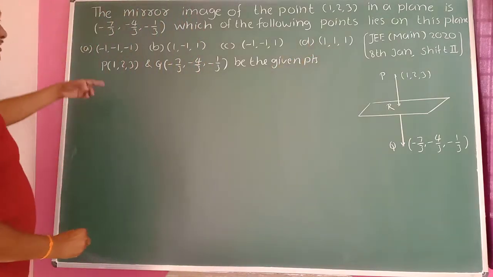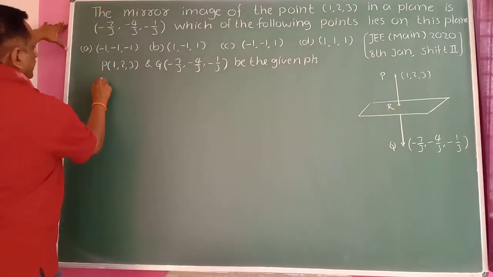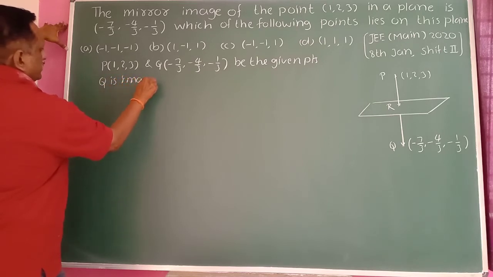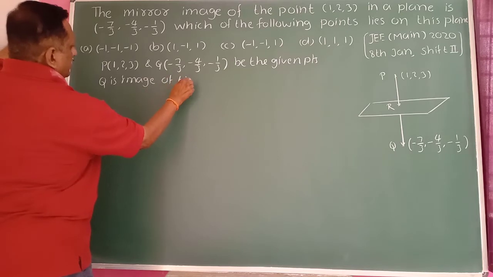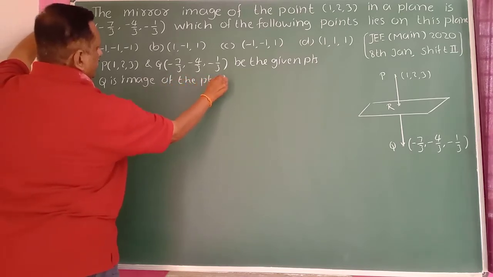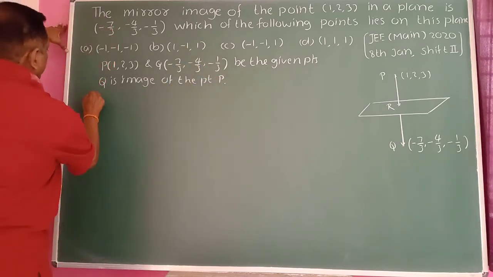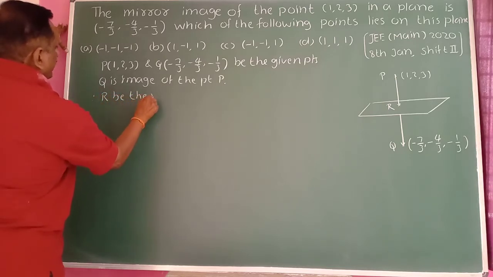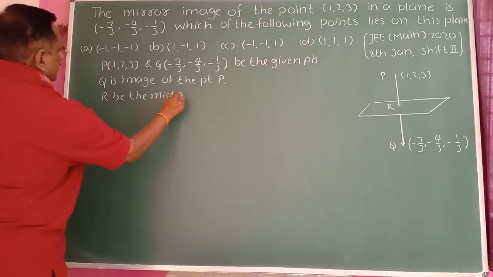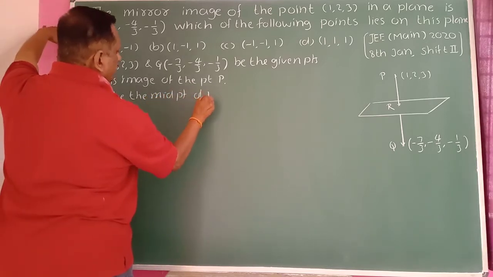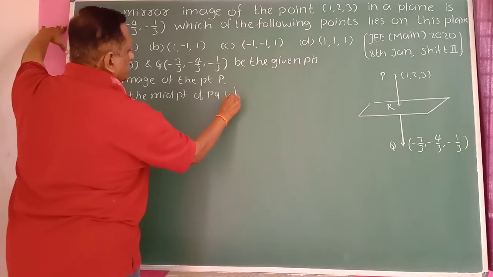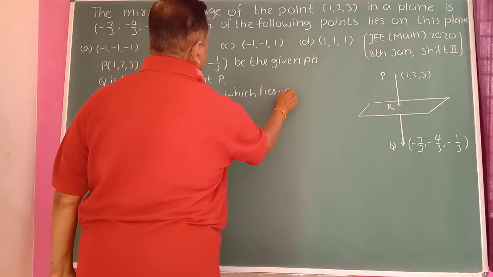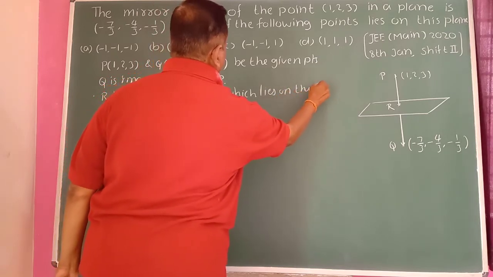Given point P, and Q is the image of the point P here. Therefore, let R be the midpoint of PQ, which lies on the plane.